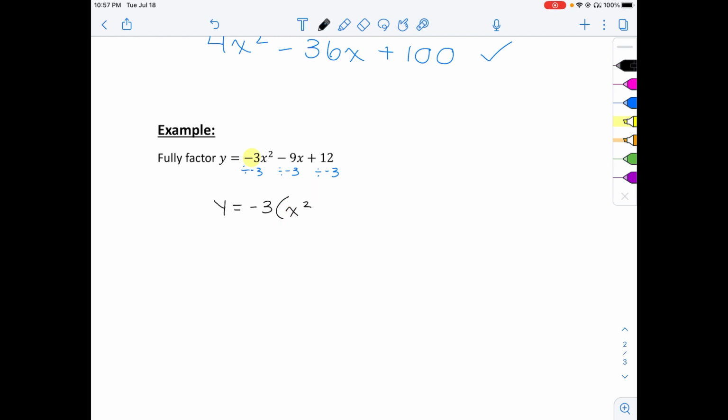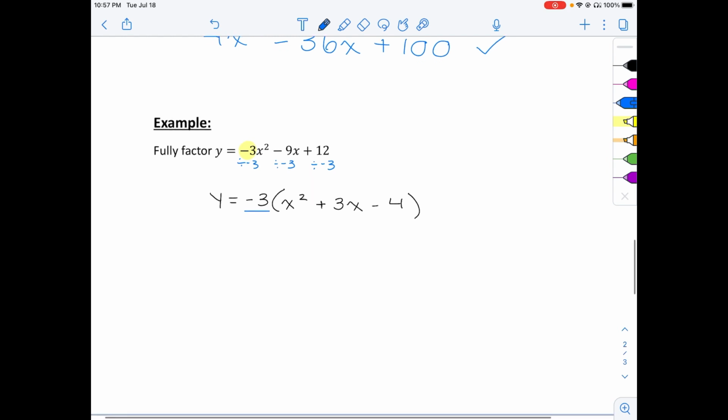Then -9 divided by -3 is +3, and +12 divided by -3 is -4. So that's my first step, dividing everything by my a value. Then I am going to use my simple trinomial factoring. So I'm looking for two numbers that will multiply to give me -4 and add to give me +3.